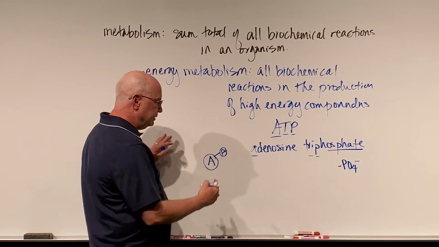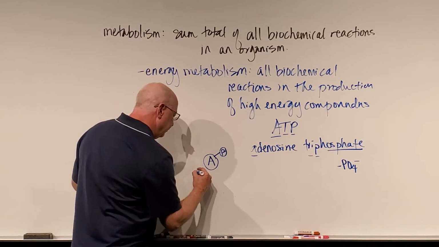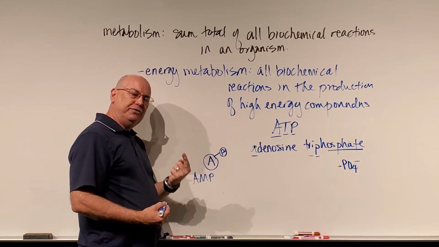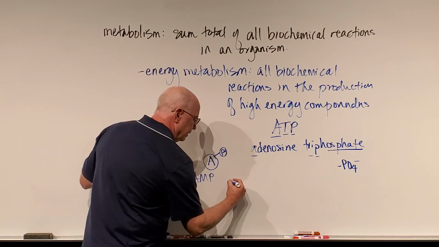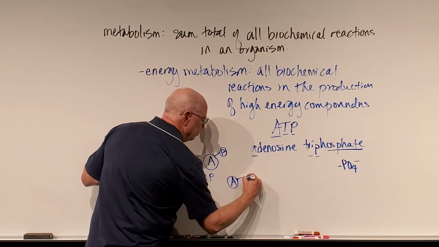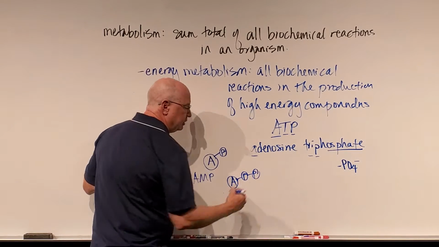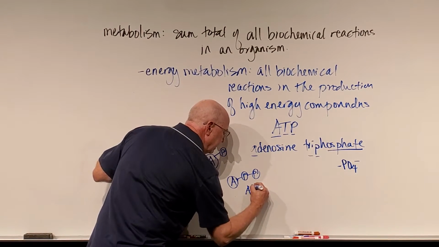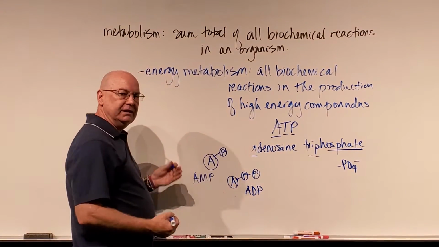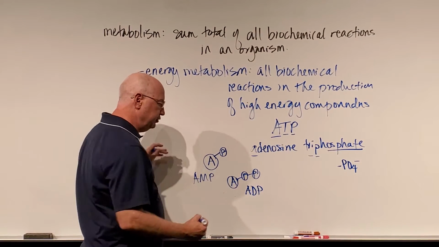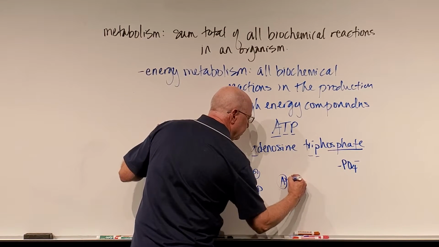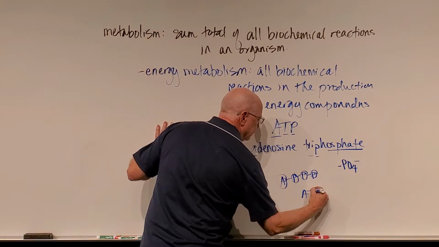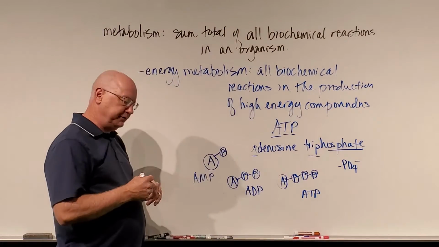Now, if I stick a single phosphate group on there, I have what's called AMP, adenosine monophosphate, mono meaning one. If I have adenosine with 2 phosphates stuck somewhere else or stuck together on it, then I have what's called ADP, or adenosine diphosphate, di meaning 2. If I have adenosine with 3 phosphate groups attached, then I have what's called ATP, adenosine triphosphate.